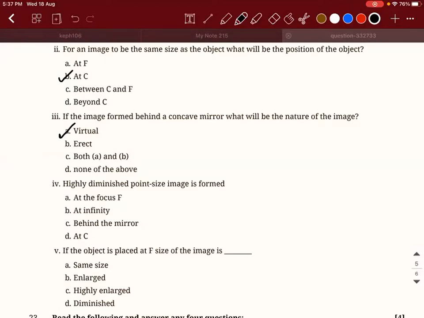When will you have a highly diminished point size object? At infinity. When the object is at infinity, where will the image be formed? At infinity, guys, for your information, at infinity, the image is said to be highly magnified. Highly diminished point sized image is formed at the focus when the object is at infinity.